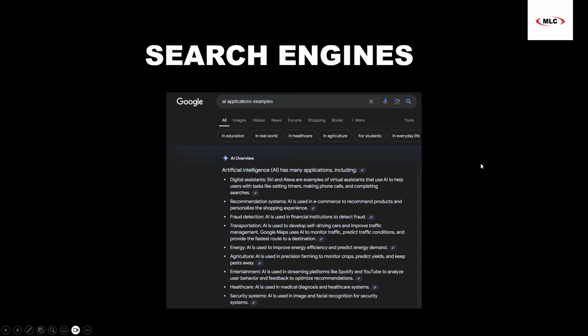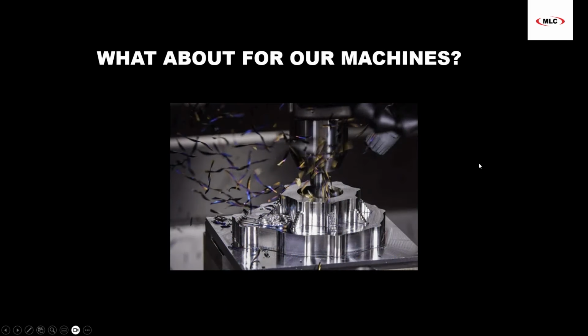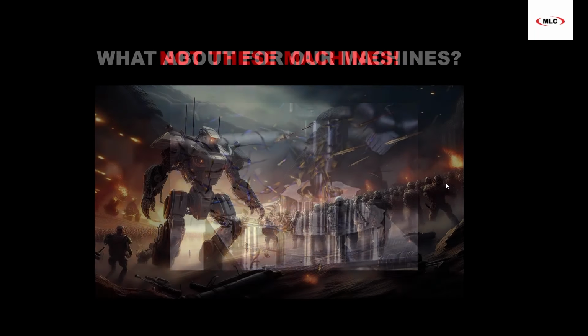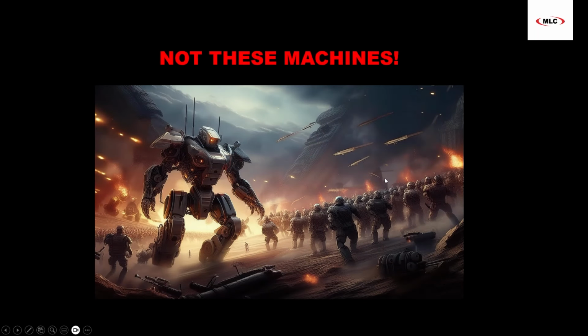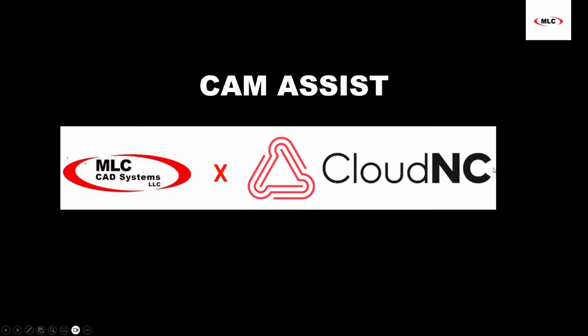So again, what about for our machines? Why can't we use AI to help us with that? And I know what you're thinking. No, I'm not talking about these machines. I'm talking about our CNCs and being able to program. So what we're going to be looking at today is CAM Assist from CloudNC. This is going to be an add-in that uses cloud-based AI to help get you pretty close to done on your programming.